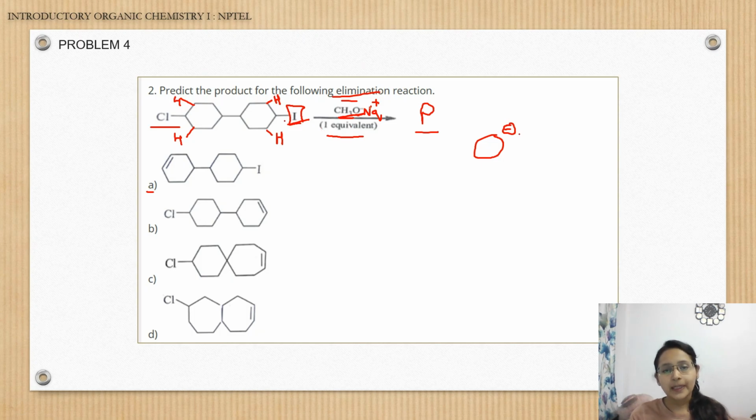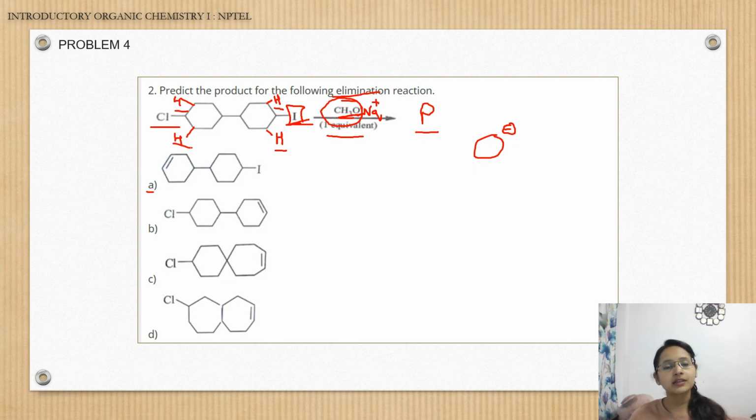So keeping this in mind, what will you do now? Here you will have a base. It will abstract a proton. Now you have only one equivalent. Because iodine is a much better leaving group than Cl, it becomes more facile to abstract these hydrogens rather than the hydrogen which is adjacent to Cl. Cl is not as good a leaving group as iodine. So there is a competition between these two because you have used only one equivalent. If you had used excess, then both of these would get eliminated, but you have used one equivalent of this sodium methoxide.